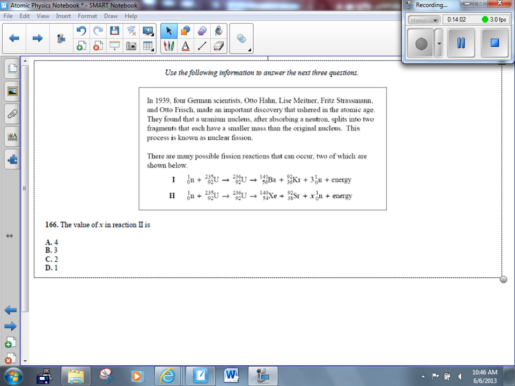The question 166 asks us for the value of X. It asks us for the coefficient right here. If we're determining that, we don't need to look at reaction number 1 whatsoever.